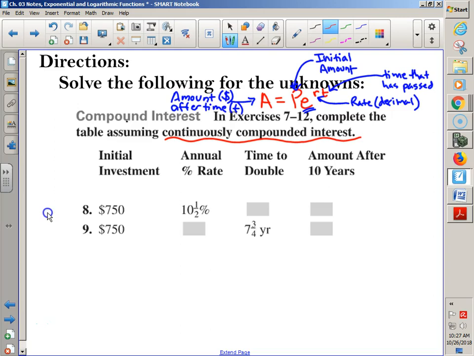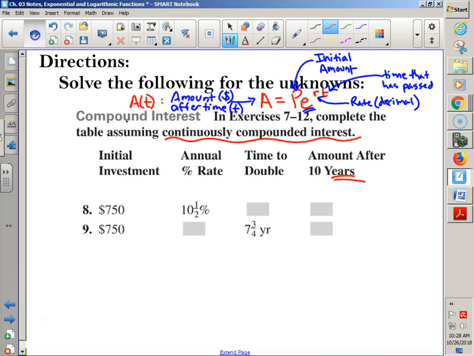We could also call the amount A of t, like a function. A of 0 would be how much do you have when time is 0 at the very beginning. A of 10, how much do you have after 10 years or 10 months or 10 days. In this example, we're measuring in years. The money is measured in dollars. And the rates are percentages, which we need to make decimals.